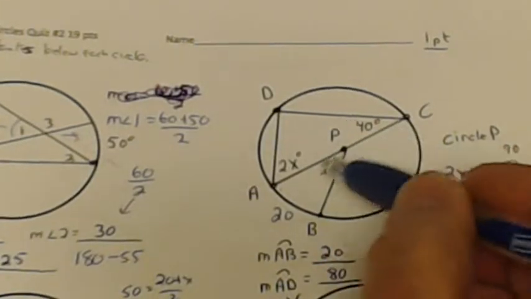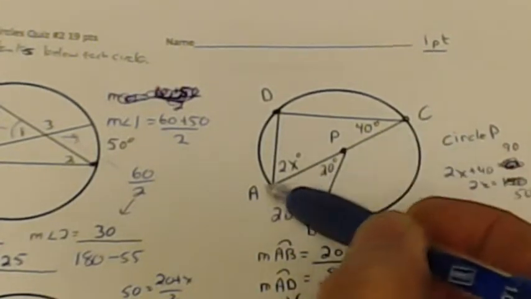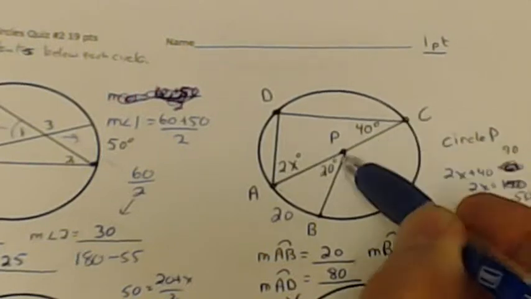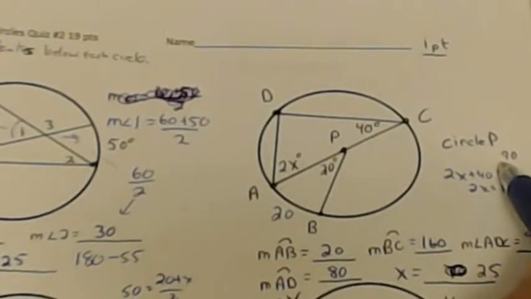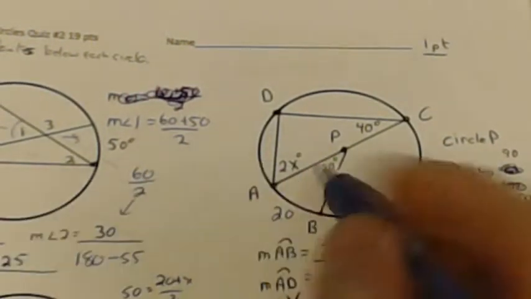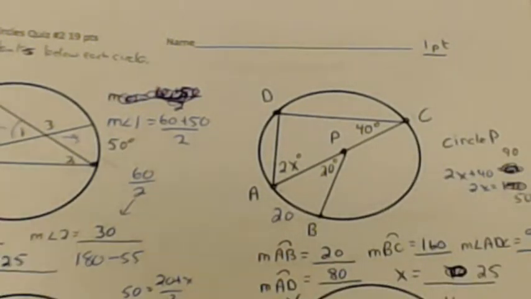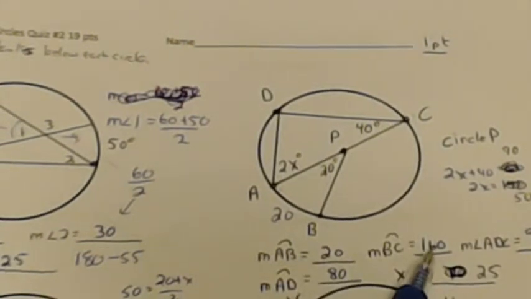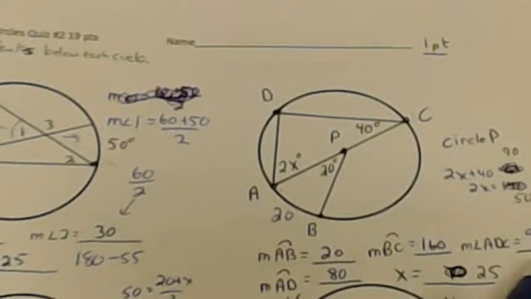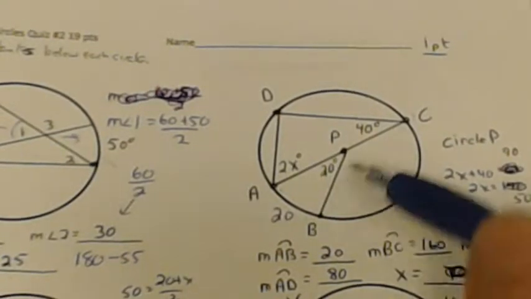Because of that, notice that segment AC goes through P, and that's the center of the circle P. Therefore, arc ABC is a semicircle. Semicircles have measure 180. So if I take 180 minus 20, I'll get this 160 for the measure of arc BC.